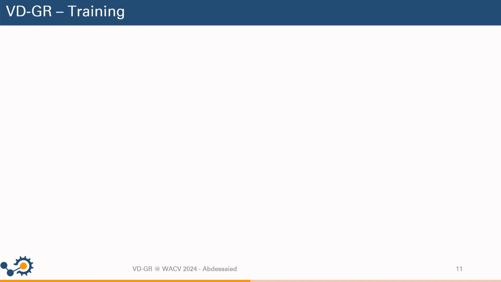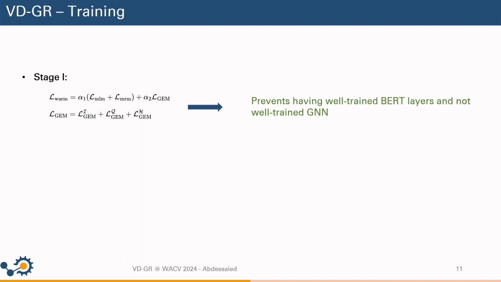For training, we adopted a two-stage scheme. We first learn a warm-up task composed of the masked language, masked region, and masked edge modeling losses. This first training stage should prevent the model from having well-trained BERT layers and not as well-trained GNNs. Then, in the second stage, we train with the established visual dialogue loss by jointly optimizing the masked language and region modeling losses and the next sentence prediction loss.